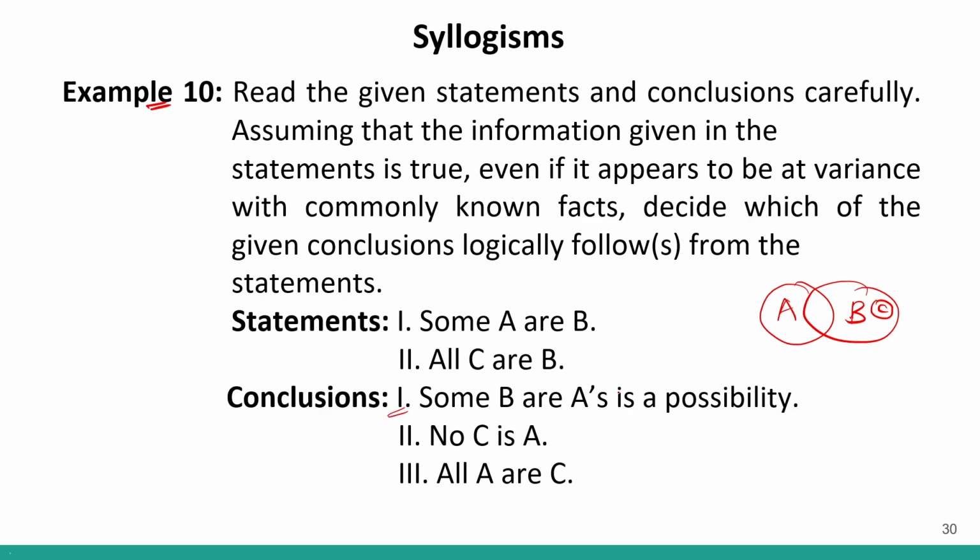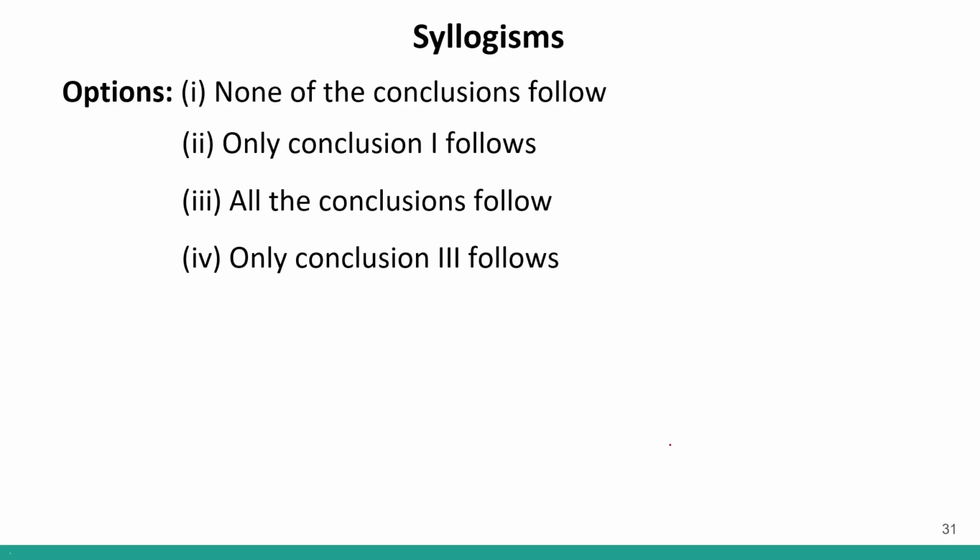Conclusion 1 says some B's are A's is a possibility. Yes, some B's are A's is a possibility. The second one says no C is A. This is a possibility, so this is false because it is not definitely true. The first one is a true statement. The third one says all A are C. All A are C? No, because I can see over here C is smaller and A is bigger. So this is also false. My answer will be that only conclusion 1 follows, which is given in option number 2. This will be the correct answer to this question.